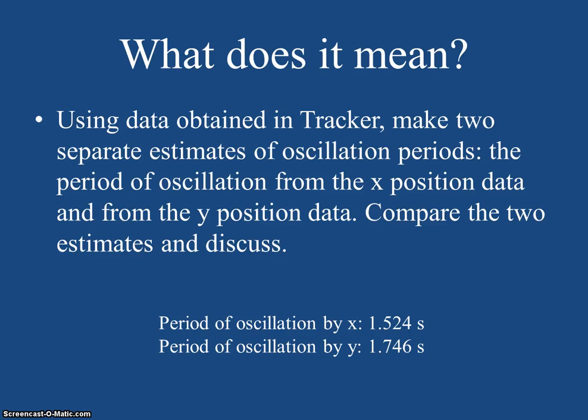The period of oscillation from the x position data and from the y position data are shown here. The two periods are different because of an asymmetry in forces in the x direction and the y direction. In the y direction, there is the force of gravity that is accounted for.